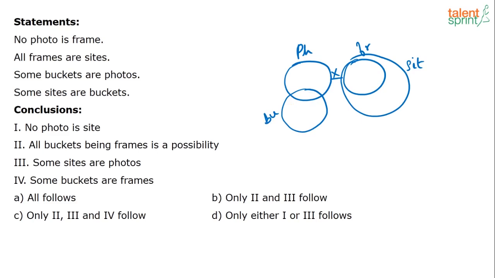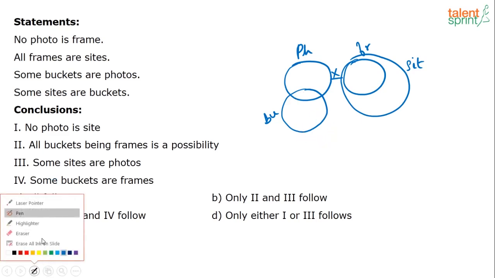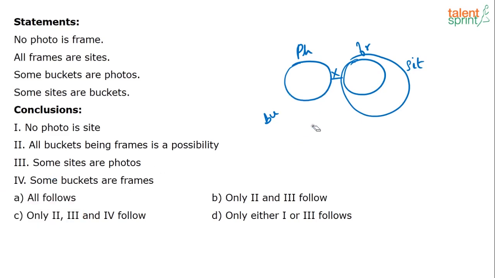Some sites are buckets. So some buckets are photos, some sites are buckets. So I think buckets has overlapping with sites also. So let me represent it that way. Some buckets are photos and some buckets are sites. So this has to be bucket, correct? Because it has overlapping with both of these sets.